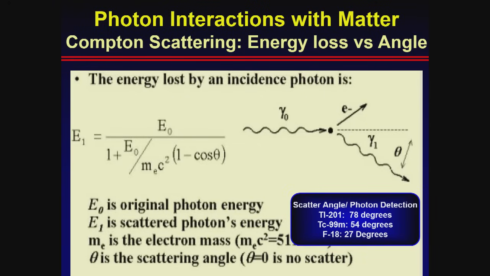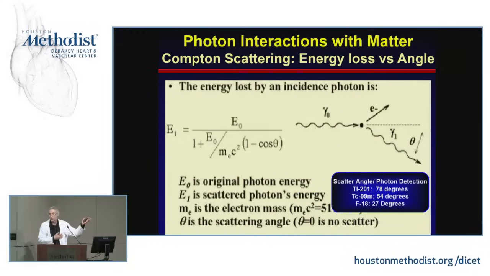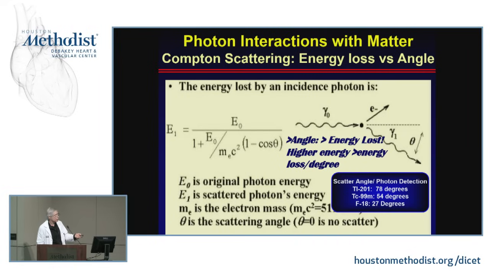Okay, so this whole idea of Compton scattering is important, and this is the main problem that we have in tissue in terms of having scattered photons. So again, the greater the angle, the greater the energy lost, and the higher the energy of the tracer, the greater the energy lost per degree of angulation. Okay.